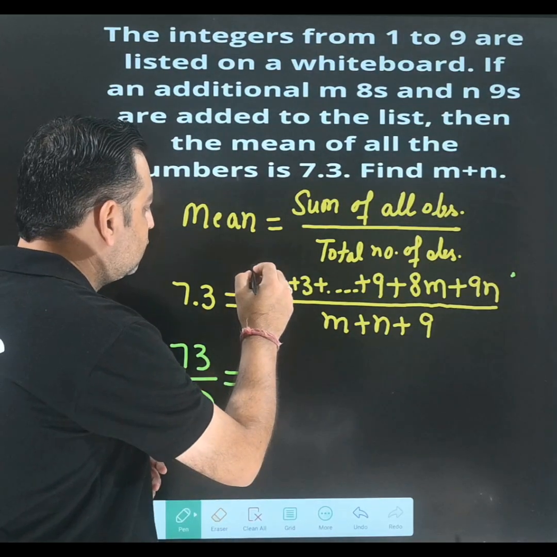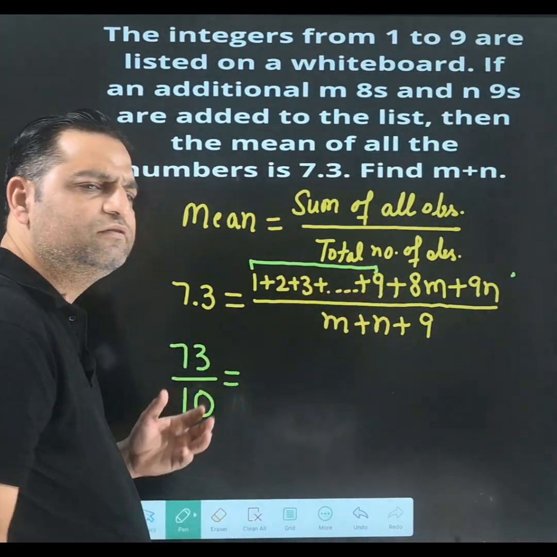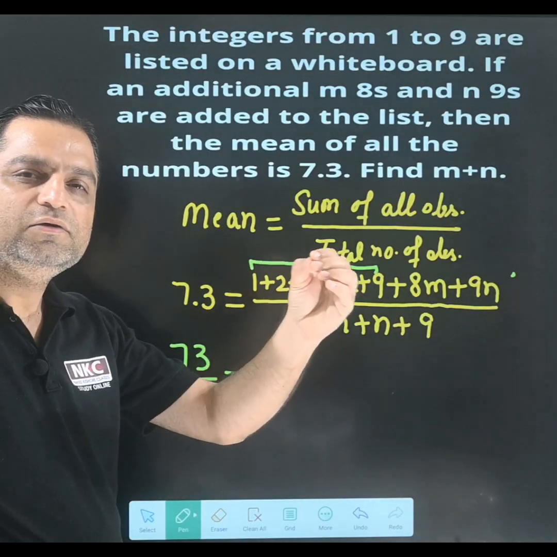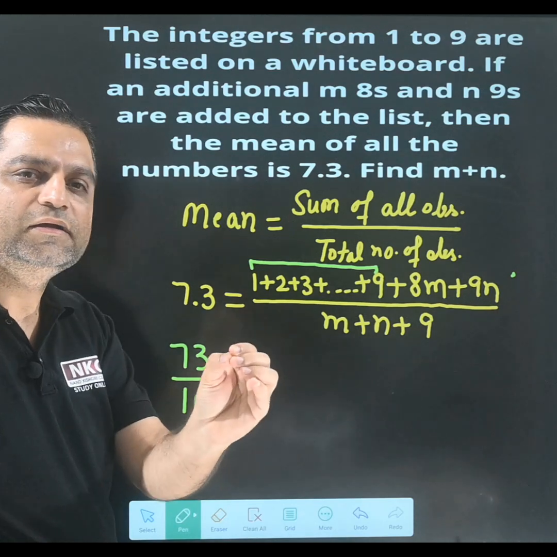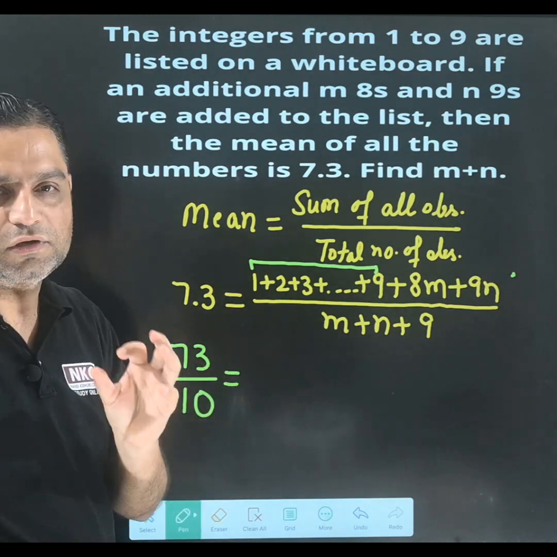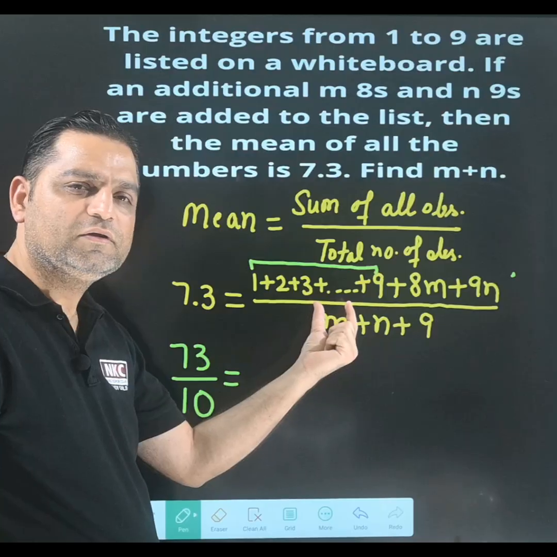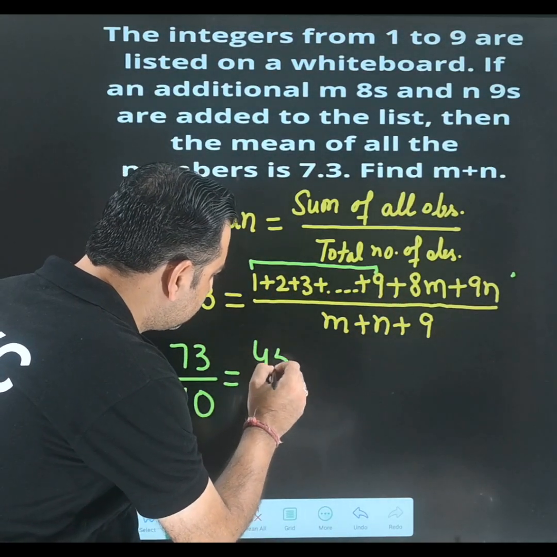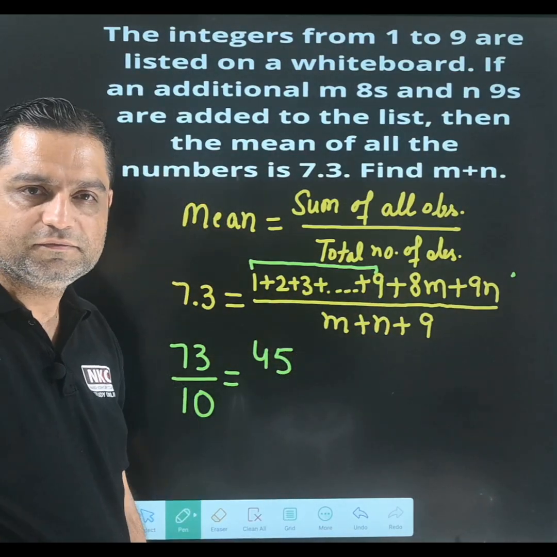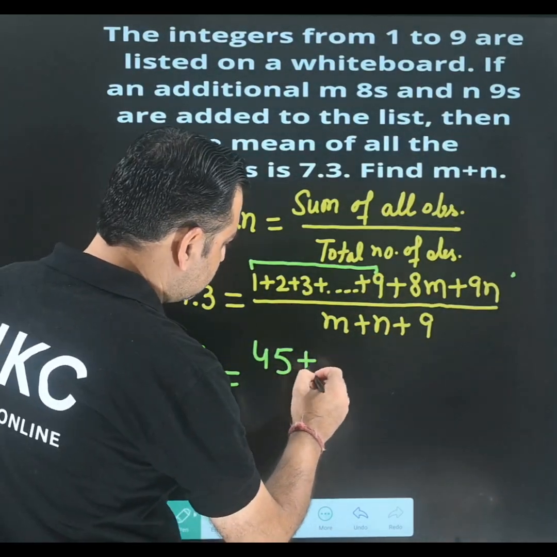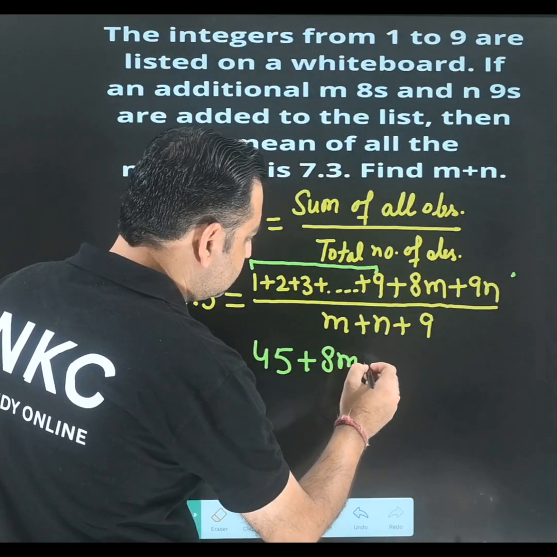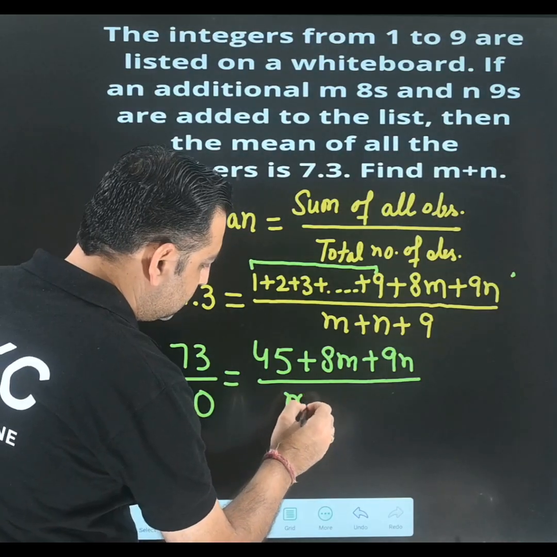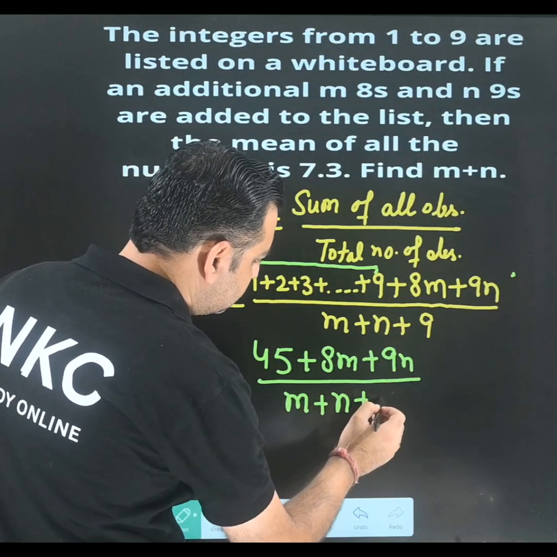On the left side, if you add 1 to 9, there is a formula n times n plus 1 over 2. We can use it like 9 into 9 plus 1, 9 multiplied by 10. So 90 upon 2, 45. Or since this is a very small calculation, you can add all the numbers. But I'm writing that adding 1 to 9, you will get 45. Then we have 8m plus 9n divided by m plus n plus 9.